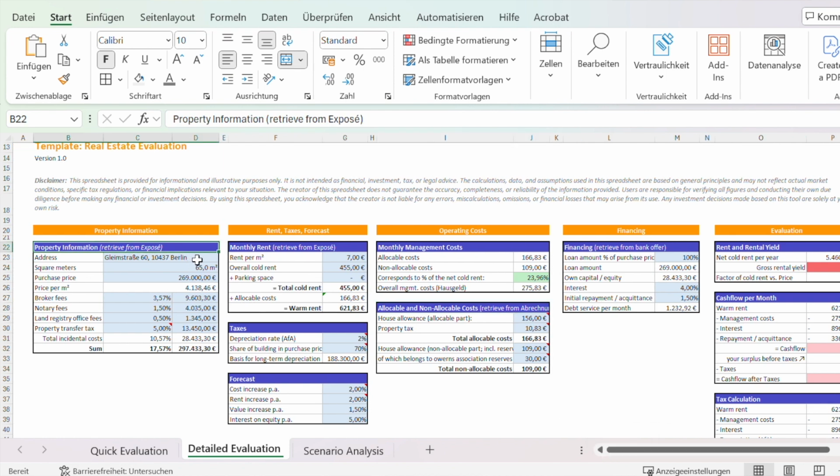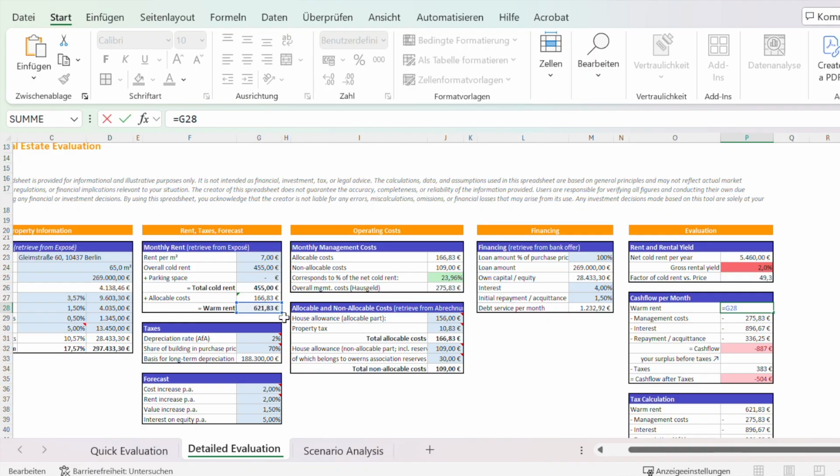So the basic information about the property itself, you can retrieve from the exposé. Same goes for the monthly rent, but also other costs such as the allocable and non-allocable costs, which you can usually retrieve from the Abrechnung. In this Abrechnung, it's usually stated in a detailed way what costs are attributed to the renter and what costs you have to pay yourself.